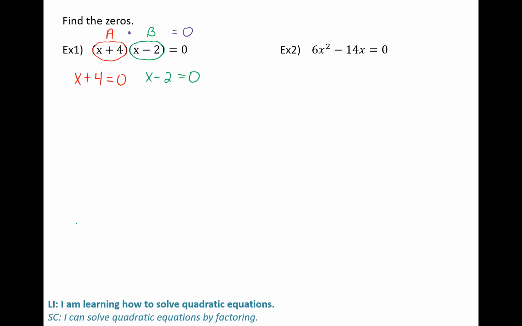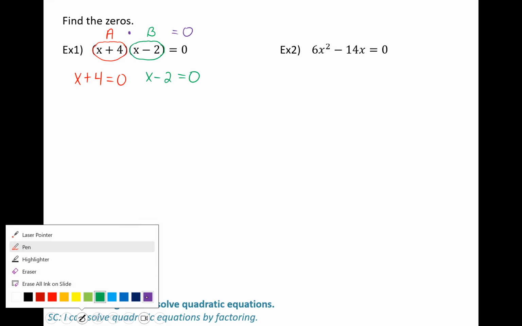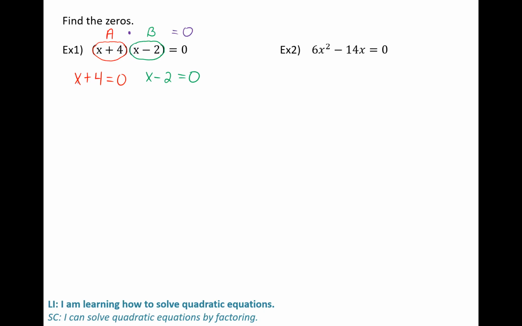So for the first one, when I go to solve that, I'm going to take the x plus 4 equals 0, and I'm going to subtract 4 from both sides, and I get x equals -4. And then I'm going to solve the second equation here, and I'm going to add 2 to both sides, and I get x equals 2. So the two possible values: x could equal -4, or x could equal 2.